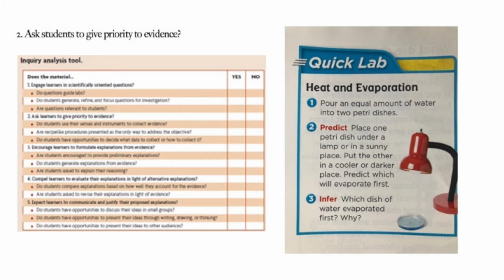When I look at this lab, it doesn't really have anything for the students. Like, it doesn't specifically say you're going to record measurements of change. It does say that the students are going to do something. They're going to place one dish in a sunny spot and they're going to place another. And it asks them to predict which will evaporate first. But my question is, do students even know that water evaporates?